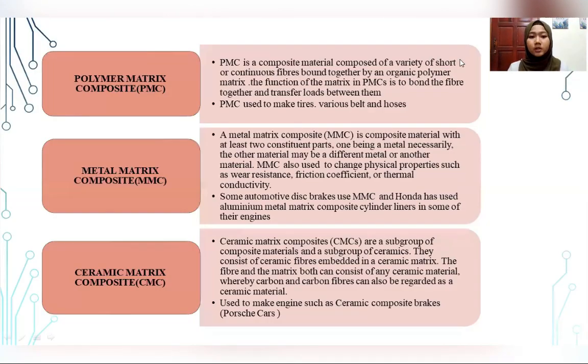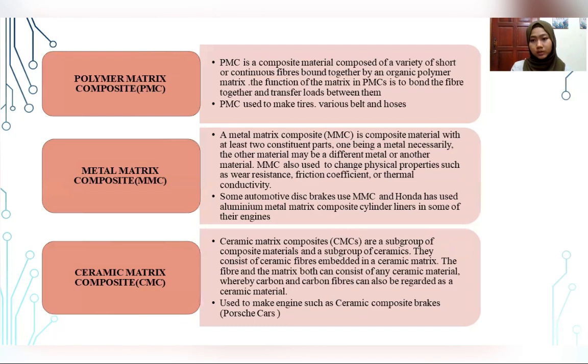Polymer matrix composite is a material composed of a variation of short or continuous fiber bound together by an organic polymer matrix. The function of the material in PMC is to bond the fibers together and transfer load between them. PMC is used to make tires, variation belts, and hoses.